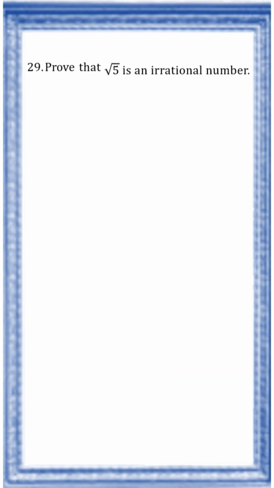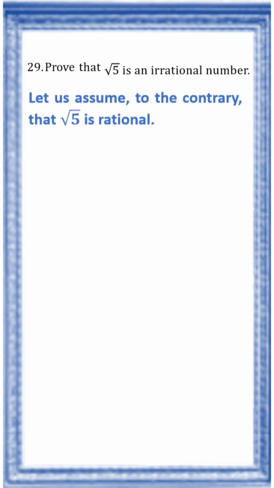Now let us solve the 29th question, which is taken from the chapter Real Numbers. Prove that root 5 is an irrational number. It has already appeared in model question paper 2, I think. Let us assume to the contrary. We know it is an irrational number, but let us assume that it is a rational number.